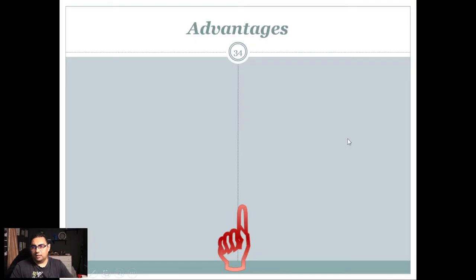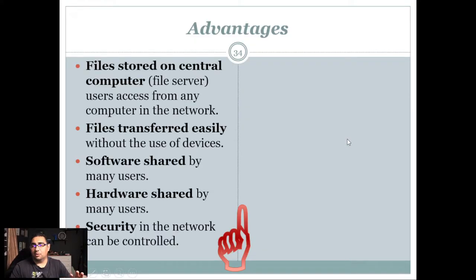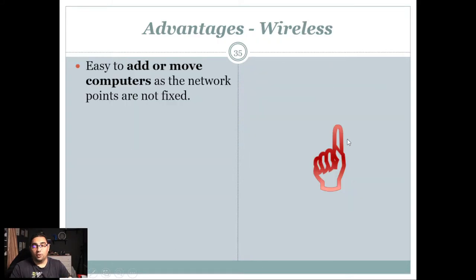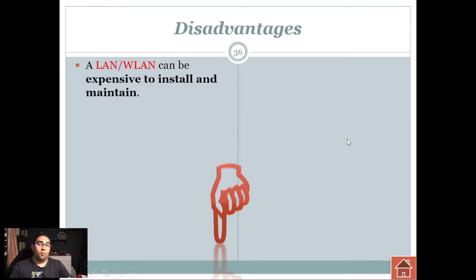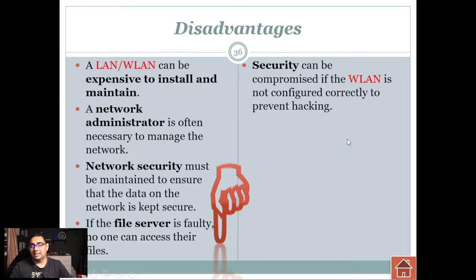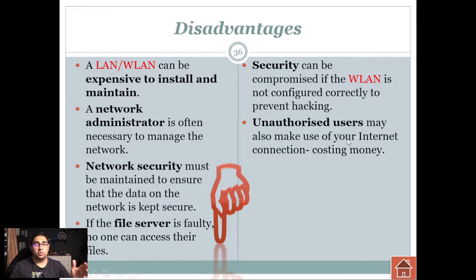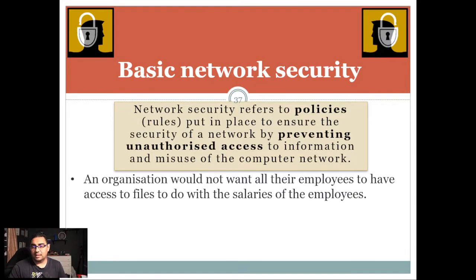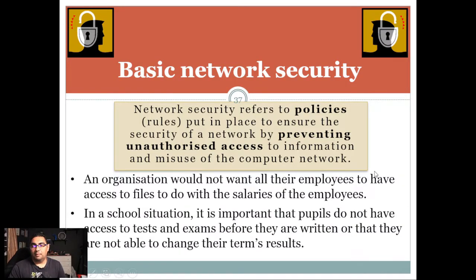Then you want to go into the advantages. Again, I'm not going to go through this. I have done videos on this, so please go and check that out. Know the advantages and disadvantages of wireless and cabled networks, and why you would choose one over the other, because they'll give you a scenario and ask you to justify why the one is actually better than the other. Then your network security and policies, please just understand what that is and how it works.